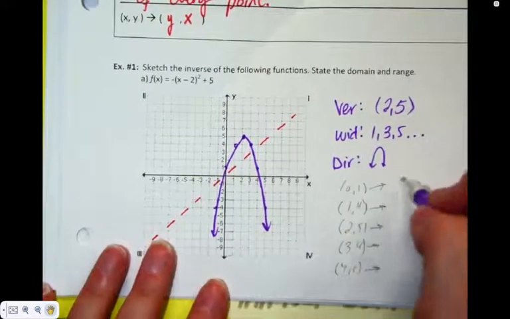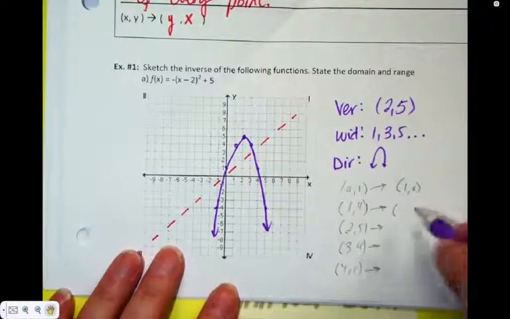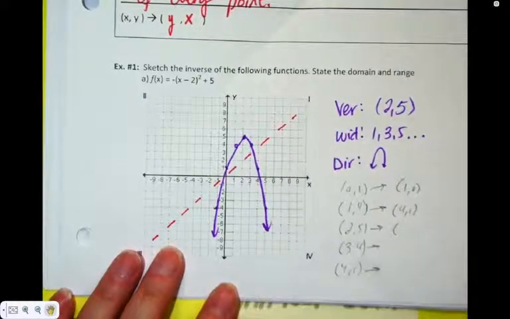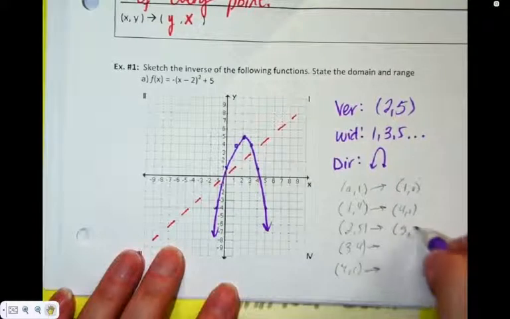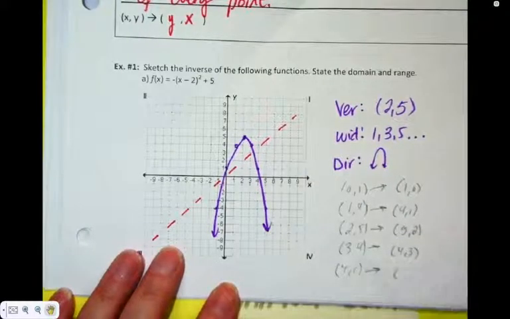0, 1 is going to go to? 1, 0. 1, 4 becomes? 4, 1. 2, 5 becomes? He's totally trying to outdo you. Do you see that? 3. And?